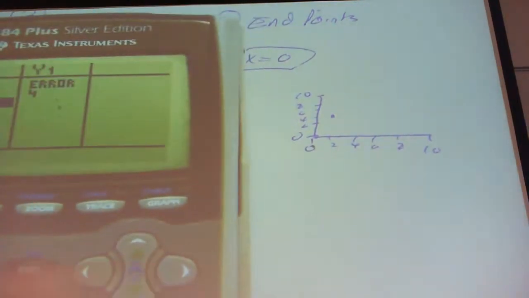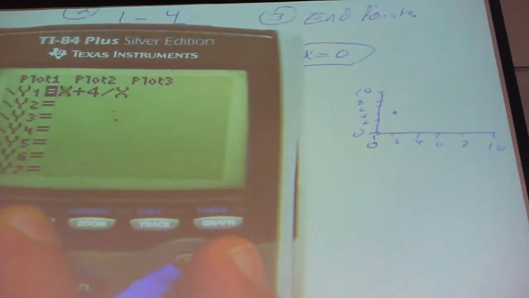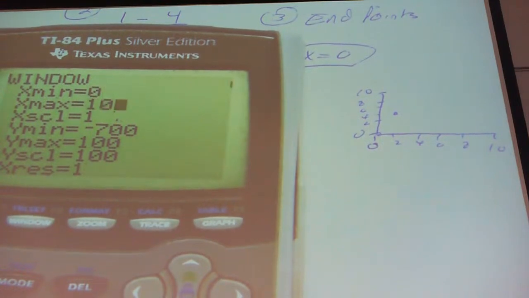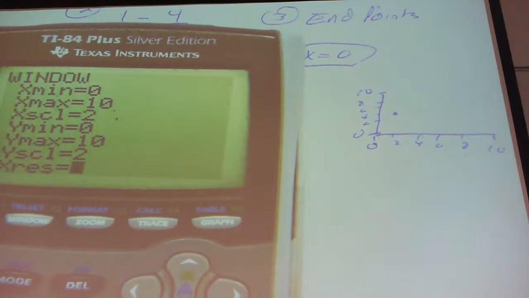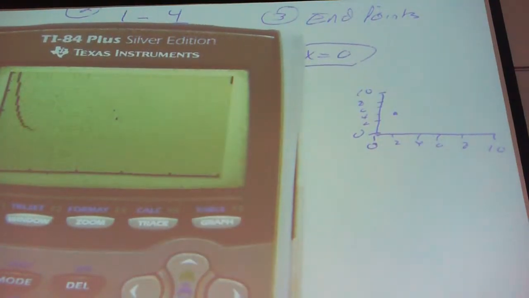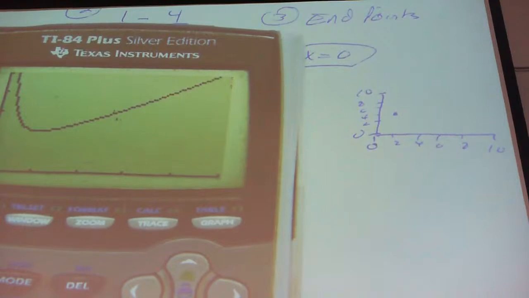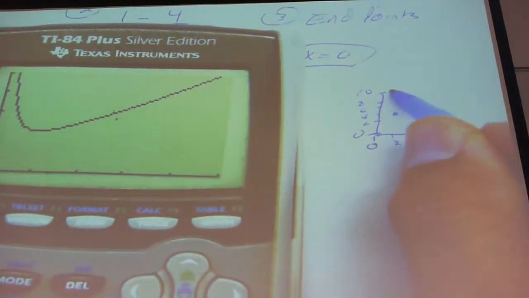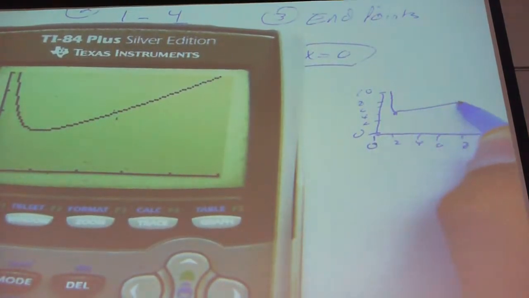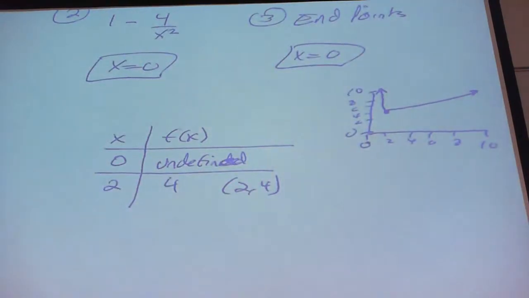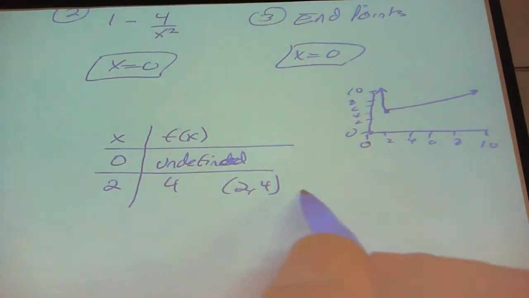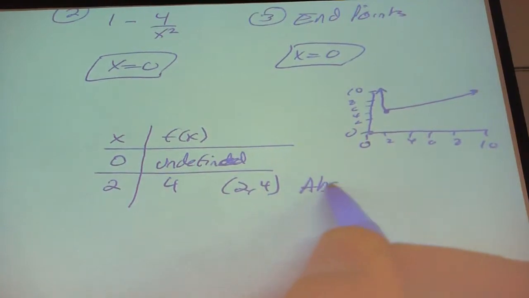Okay? So remember, y1 has my original, the window being 0 to 10, counting by 2s. Hit graph. It's a good picture. And after getting that good picture, what do we have at 2, 4? An absolute minimum.